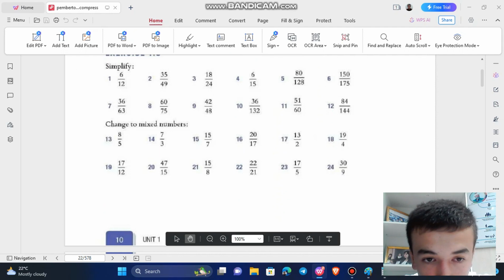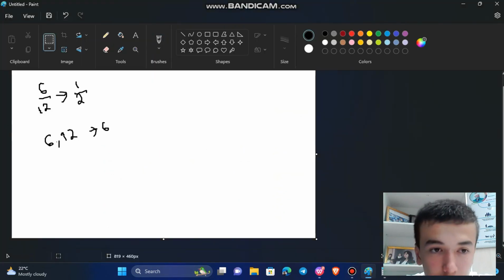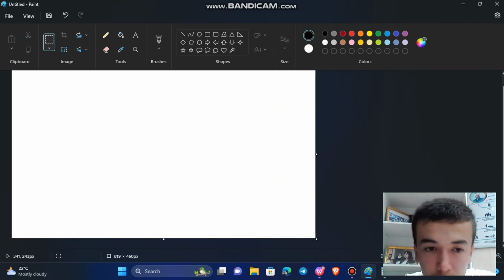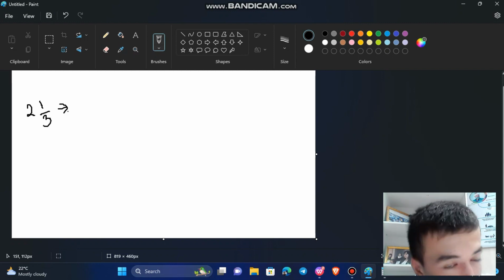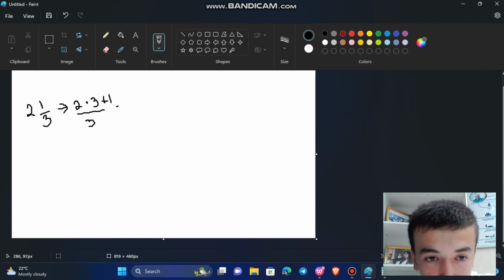The next example is how to convert mixed number into improper fraction. For example, 2 1/3. So firstly, we need to multiply 2 by denominator and add numerator. So in this case, 2 multiplied by denominator, which is equal to 3, and plus numerator and divided by 3. So the answer is 7/3.